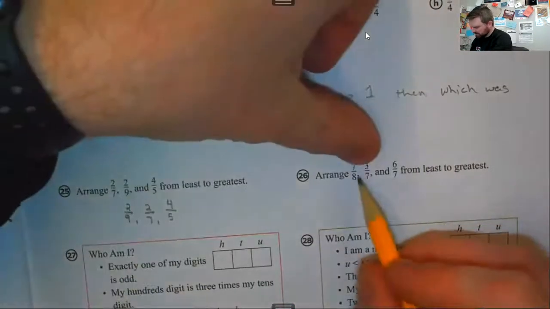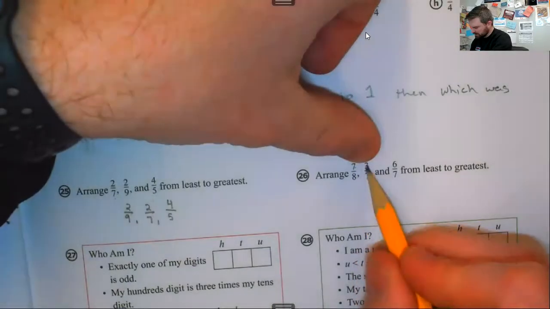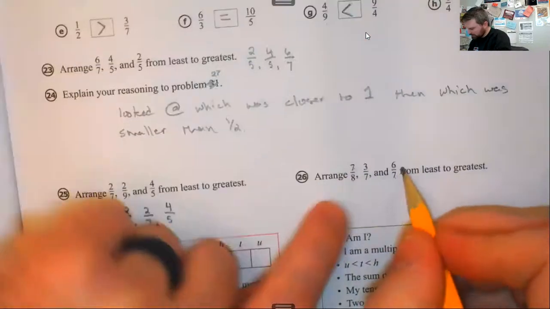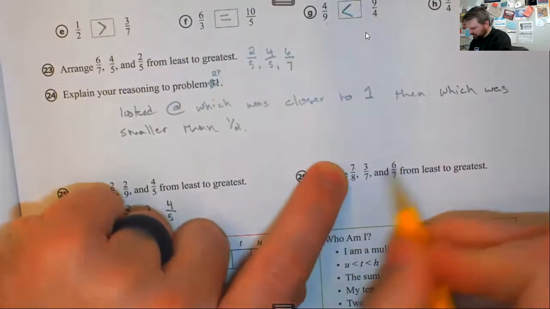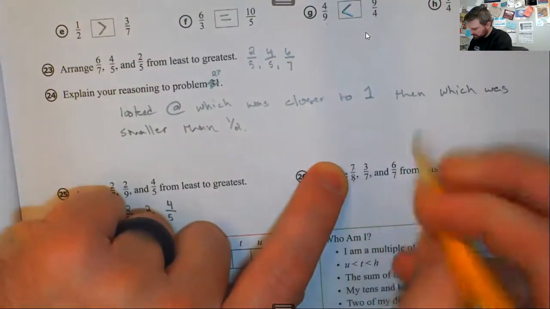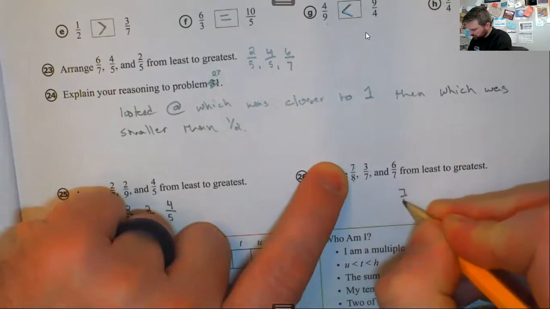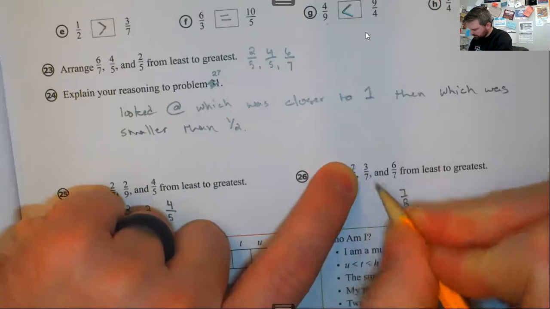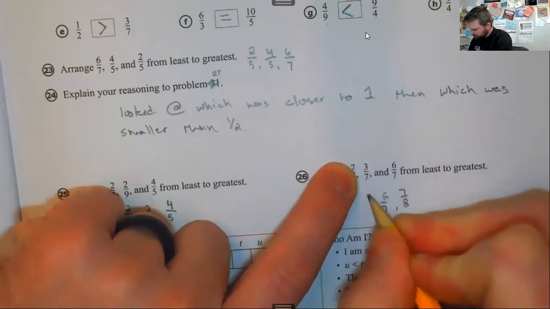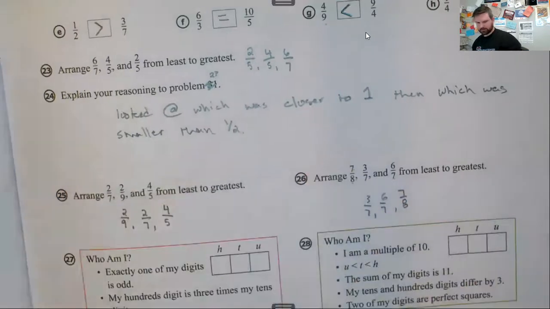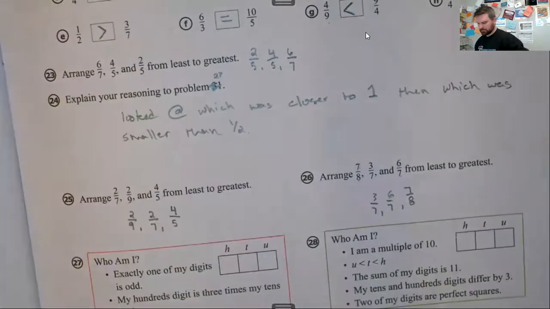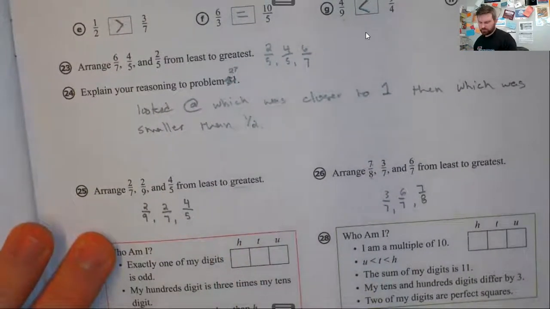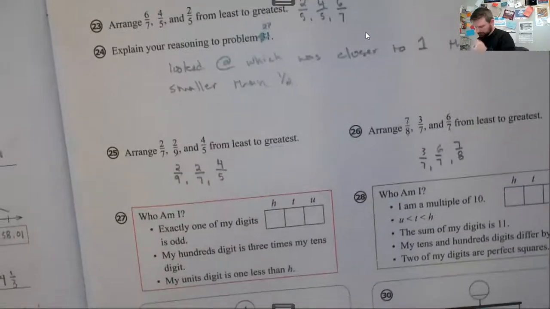Okay, here 7/8, 3/7, and 6/7. Now, these two are close to 1, but this one has more pieces, so it's going to be bigger. And then 6/7 is bigger than 3/7. And we're going least to greatest. Make sure it doesn't switch the order on you.